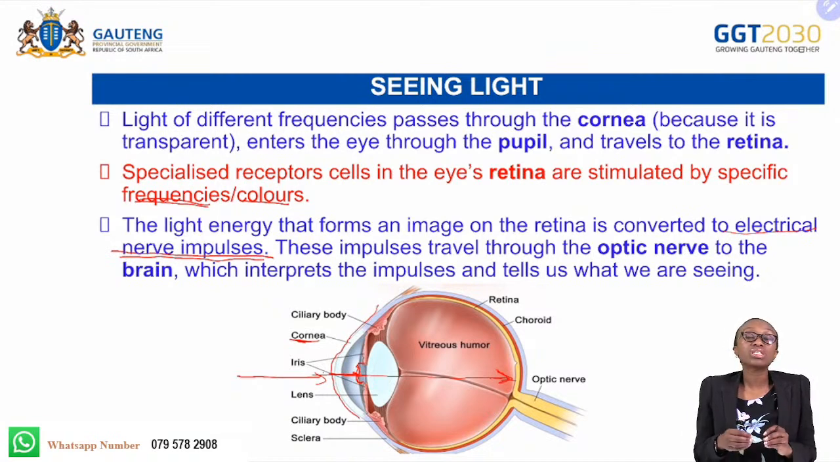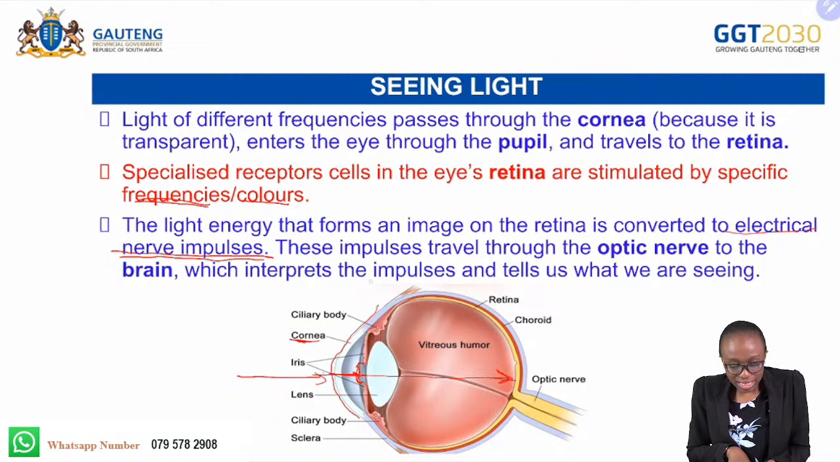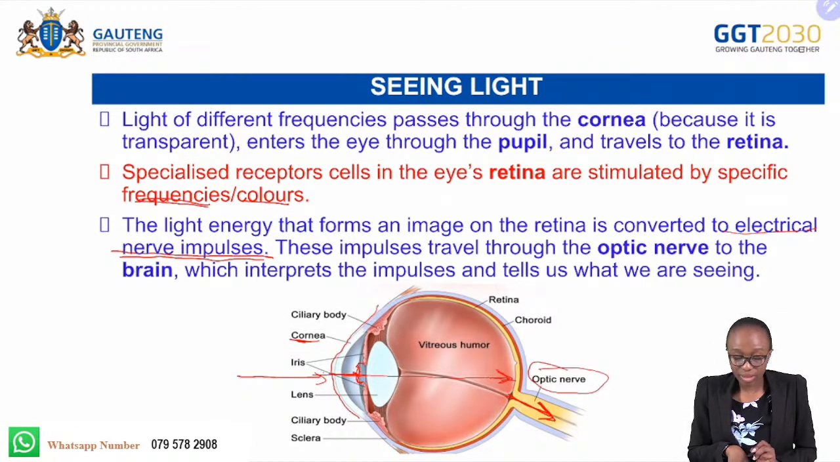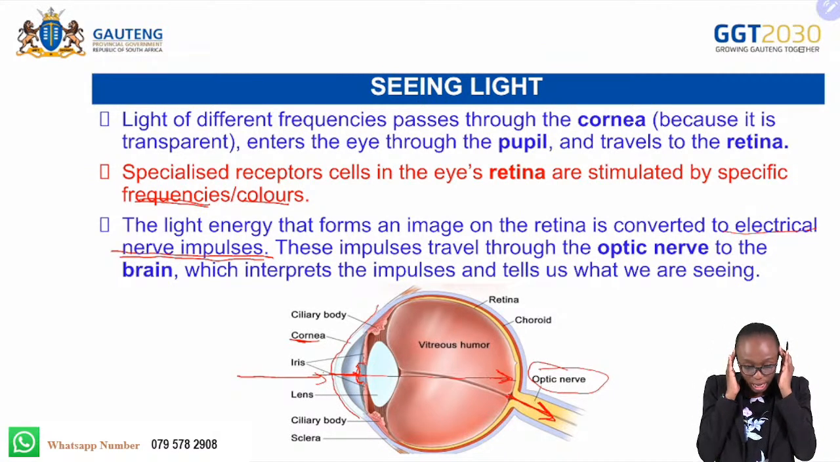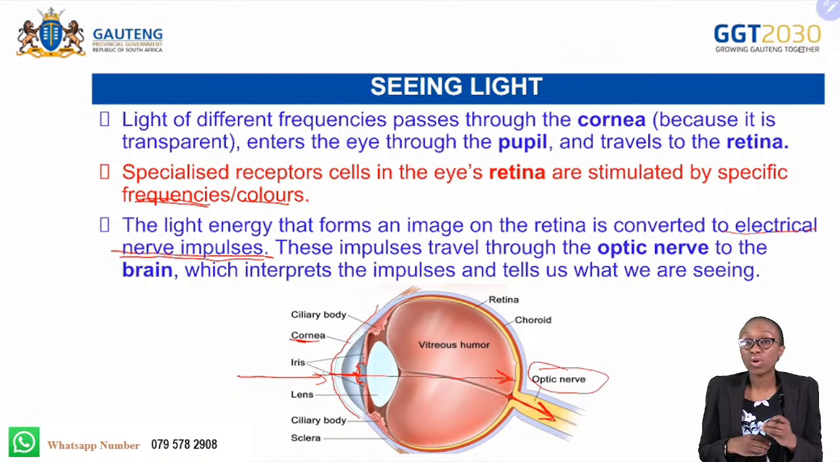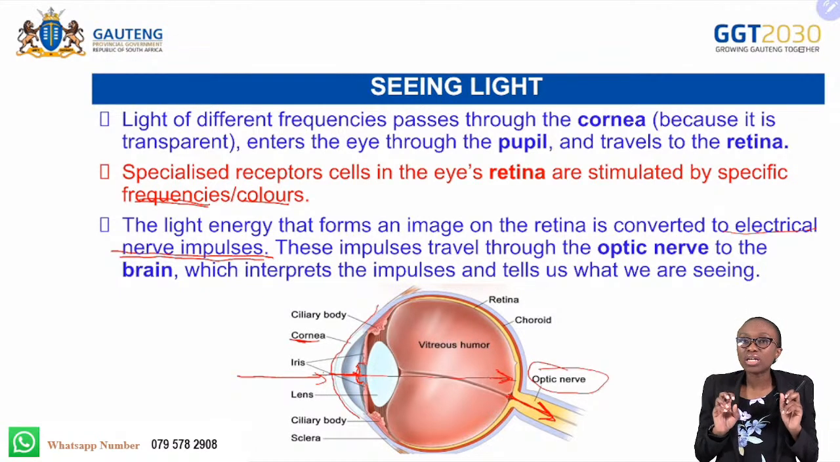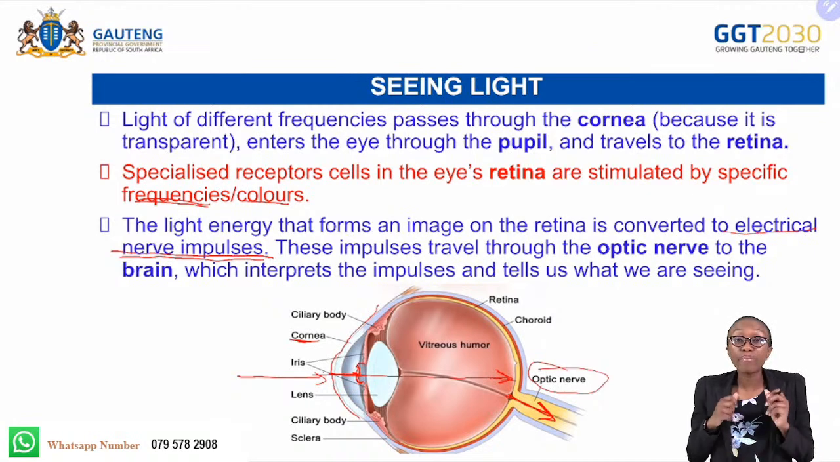Then what happens next? These electrical nerve impulses then travel through the optic nerve. Which one is the optic nerve? That's the optic nerve there. So they travel through the optic nerve to the brain, which then interprets the impulse and tells us what we are seeing. So an electrical nerve impulse is like a message.